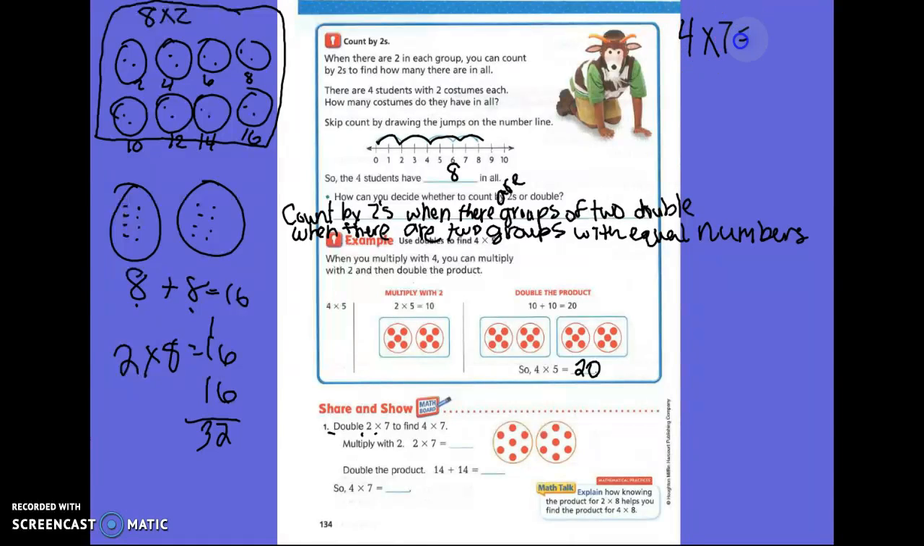4 times 7 can be hard. So let's make it easier. Let's break it up into 2 sevens, or 2 times 7 and 2 times 7. So do 2 times 7 twice. Okay, 2 times 7 is 14. 2 times 7 is 14. 4 plus 4 is 8. 1 plus 1 is 2. So 4 times 7 is 28. Okay, so that's all you have to do.